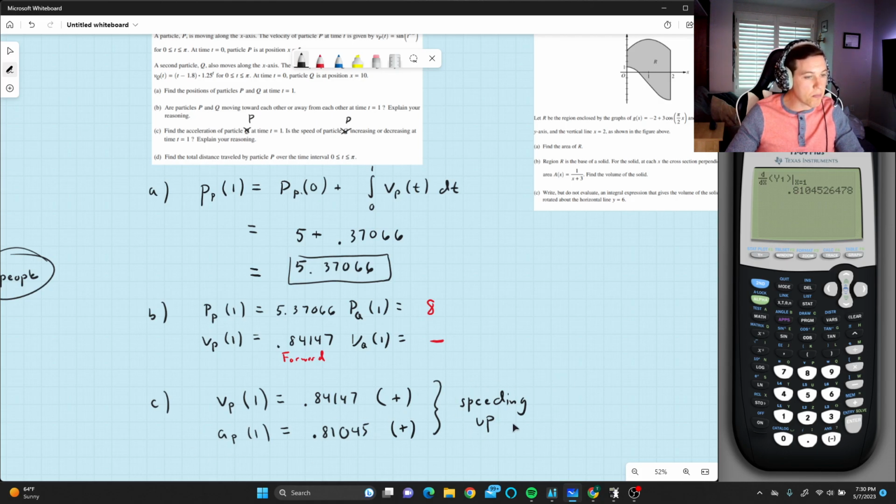But if they ask for speed increasing or decreasing, then you need to find both of these signs. And if they're both the same sign, you're speeding up. If they're opposite signs, they're slowing down.